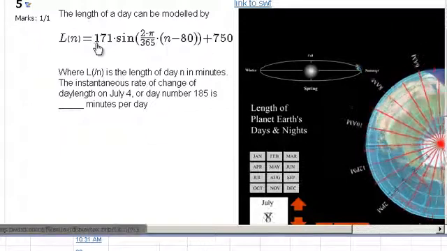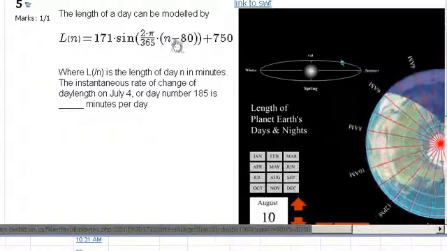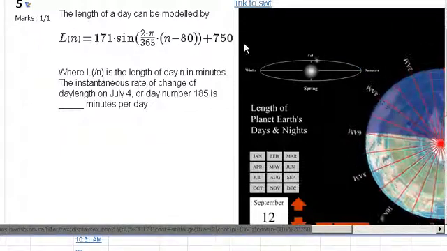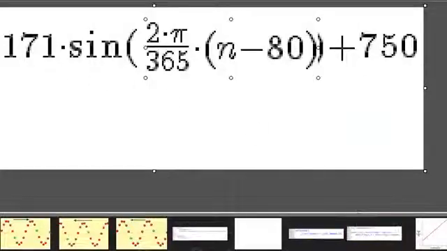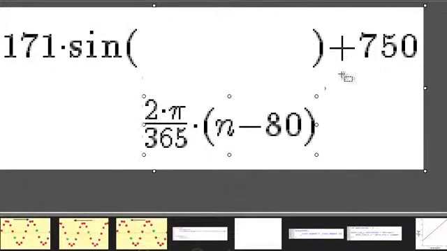But really, this is the same thing. We have a function inside of another function. Okay, so if I took a look at this, here I have 171 sine of something, okay, plus 750. So this is my outside function. And I can just take the derivative of this fairly easily.